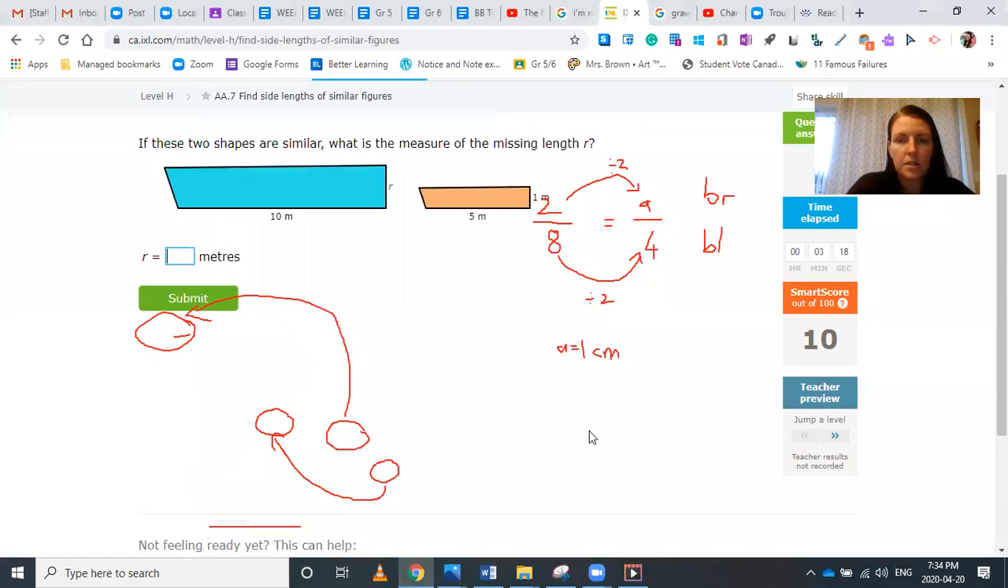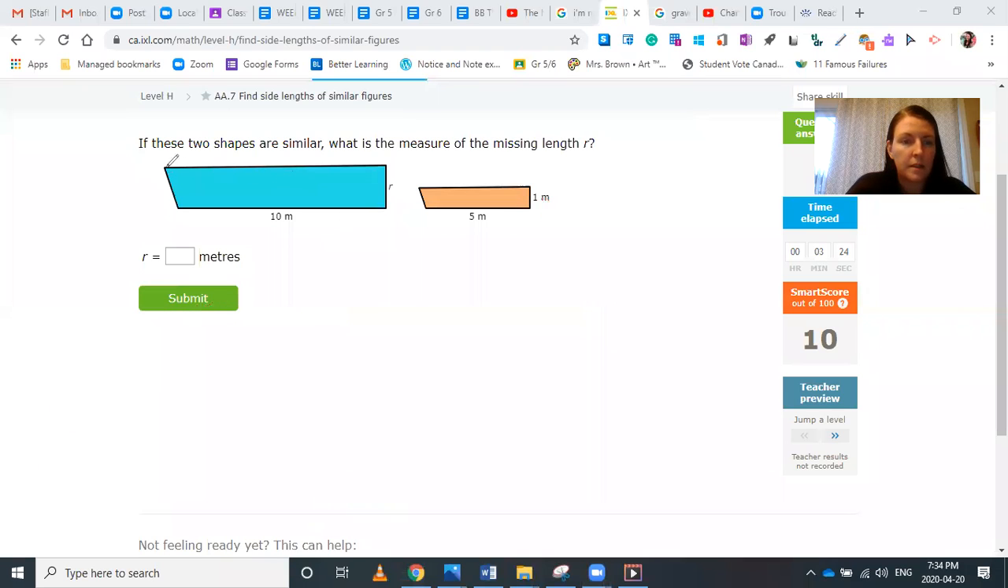Okay, let's try it again with this next question. Let's have a good look. If these two shapes are similar, what is the measure of the missing length R? Remember, we want R, top right. Which shape is R part of? It is the blue shape. So we're going to have the blue one on the top, and this time the brown is on the bottom, the other one.